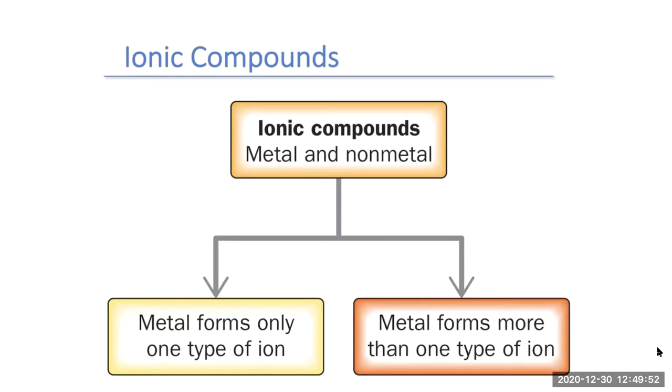When we look at ionic compounds, it's a metal plus a nonmetal, so you can think of it as a cation and an anion. When we write our formulas, we always write the name of the cation and then the name of the anion. Most of the time, our cations are metals. Metals can be broken up into two categories: the ones that form one type of ion, so they have a fixed charge, or the ones that form more than one type of ion, so they have a variable charge.